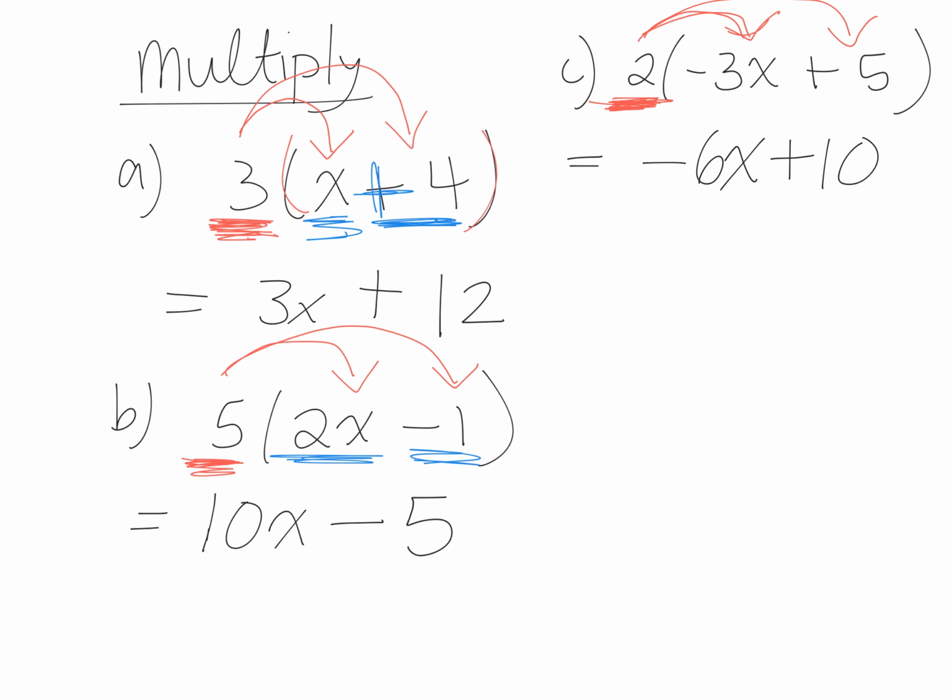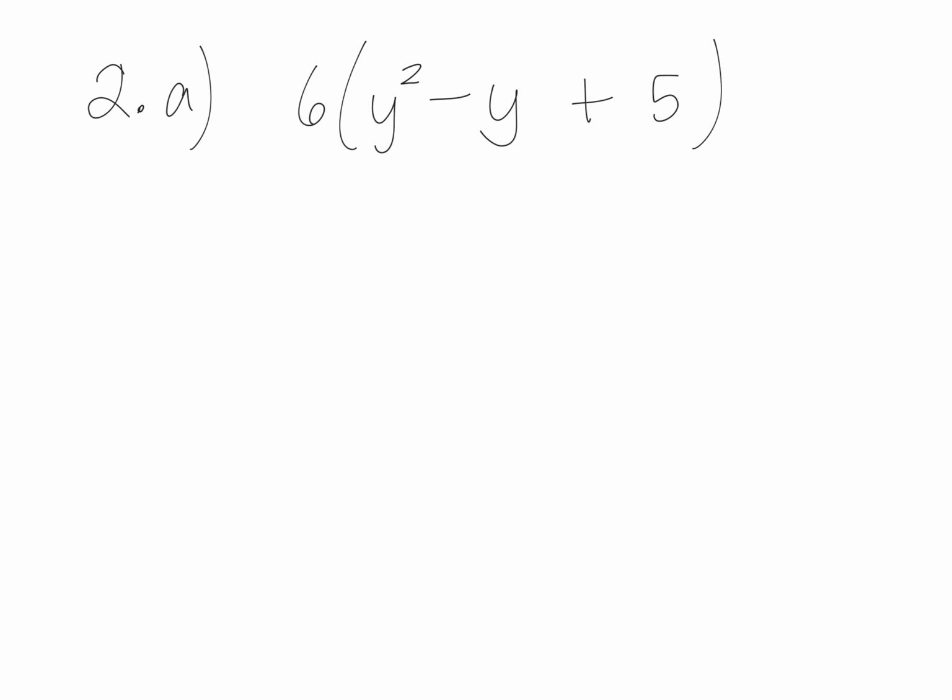Positive 10. Okay, so what term is in front of the bracket this time? A 6. I need to take the 6 and multiply it by everything inside the bracket. The first thing we're multiplying it by is y squared. How do you write 6 times y squared? 6y squared. Good. Then we take the 6 and multiply it by negative y. What is that? Negative 6y.